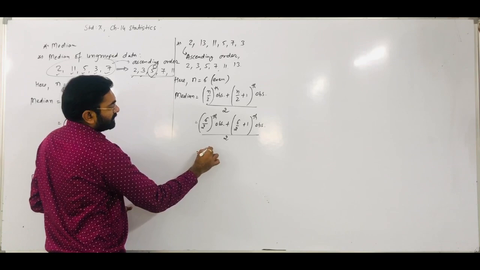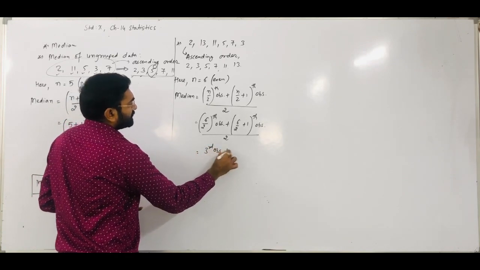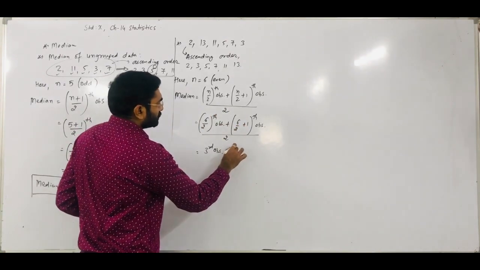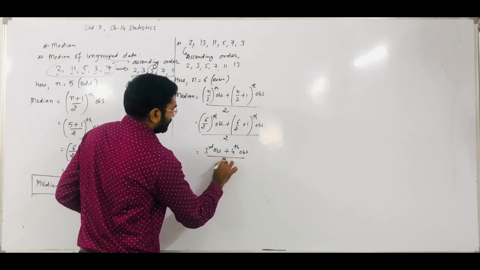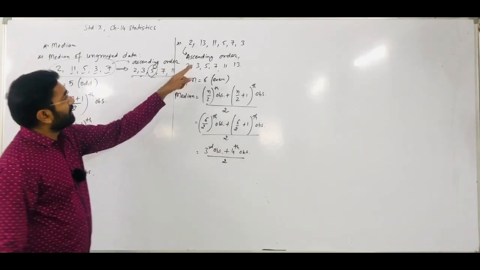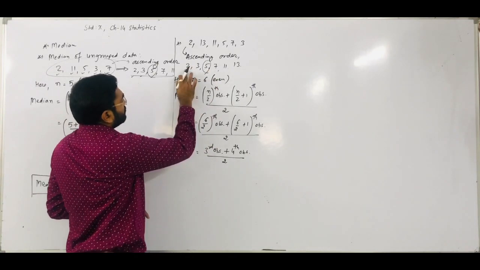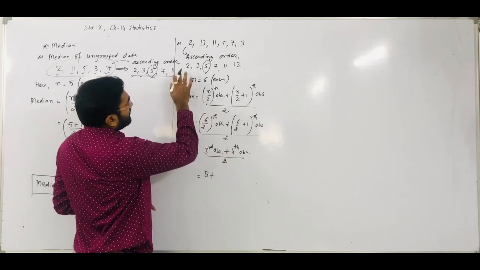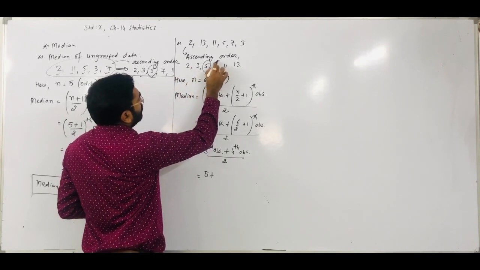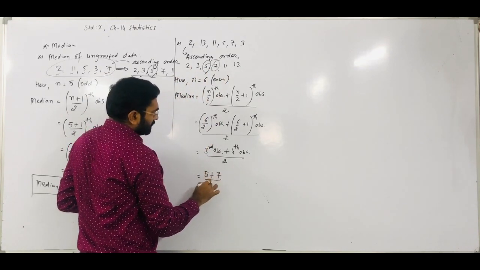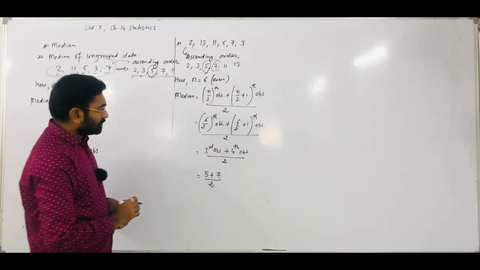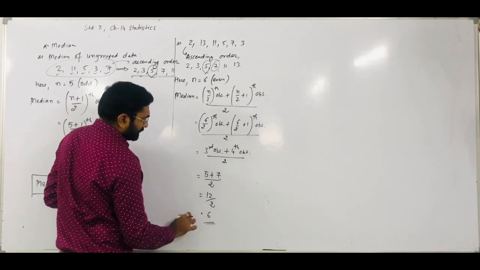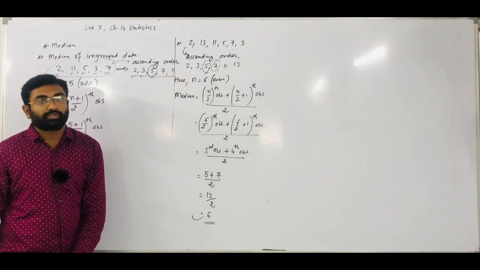6 by 2 means what? Third observation, right? Plus 6 by 2 is 3, to which we have to add 1. So we get the 4th observation divided by 2. The third observation in ascending order is 5, and the 4th observation in ascending order is 7. So 5 plus 7 is 12, divided by 2. So we get 6. 6 is the median of the given observations.